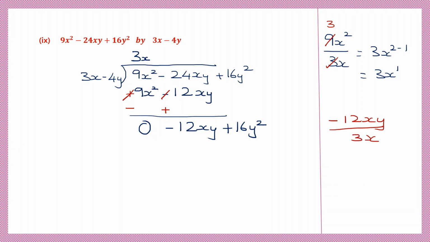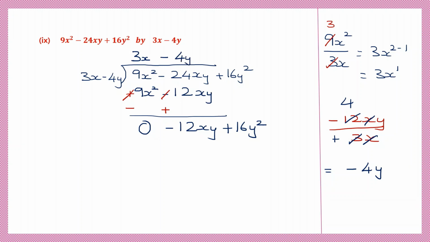So here the sign is plus, so minus into plus is minus, so I get minus here. I can cancel 3 and 12 both by 3. 3 4s are 12, so the number is 4. I can cancel both the x, so what is left is y. So now I have minus 4y.